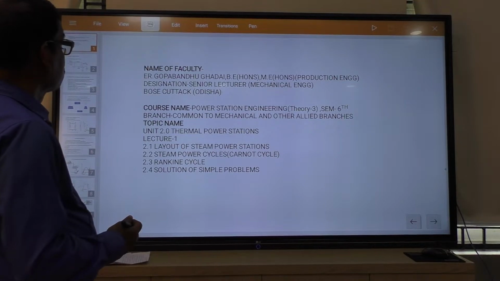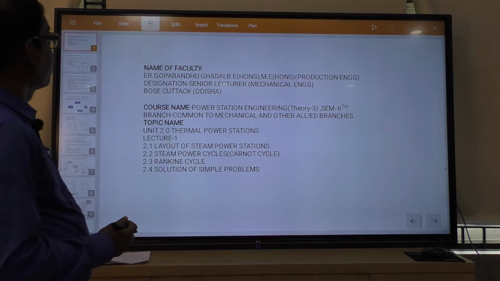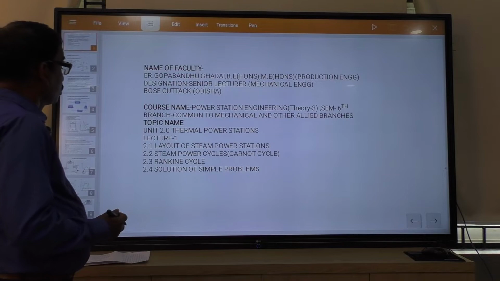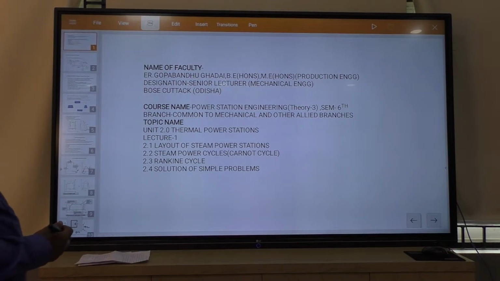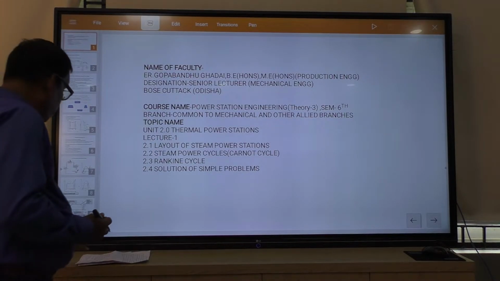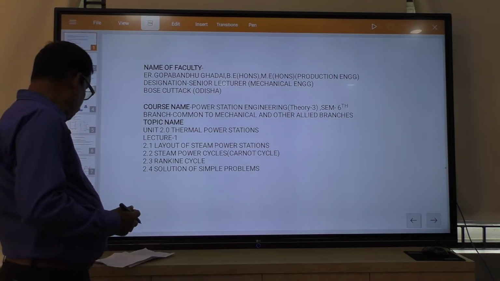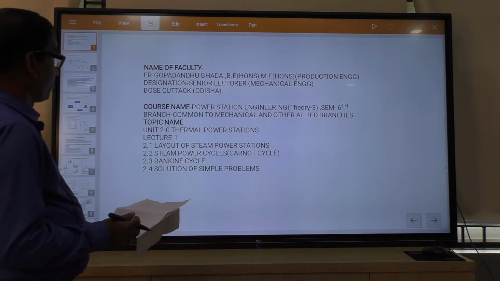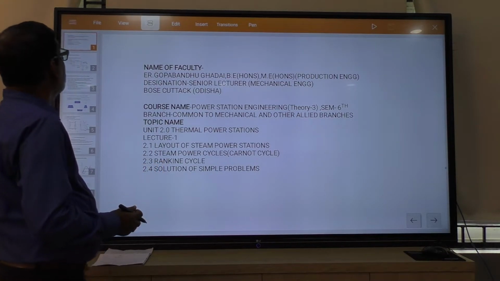Today, we will discuss the thermodynamic cycles of the thermal power plant, which is the coal based power plant, not diesel nor nuclear. We will discuss in detail what are their theoretical cycle or the thermodynamic cycles of the power plant. So, I have prepared a PPT and we will go one by one.